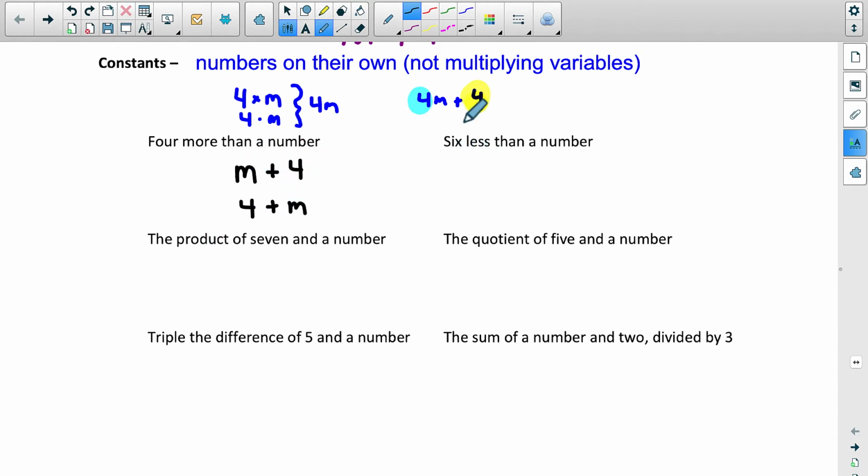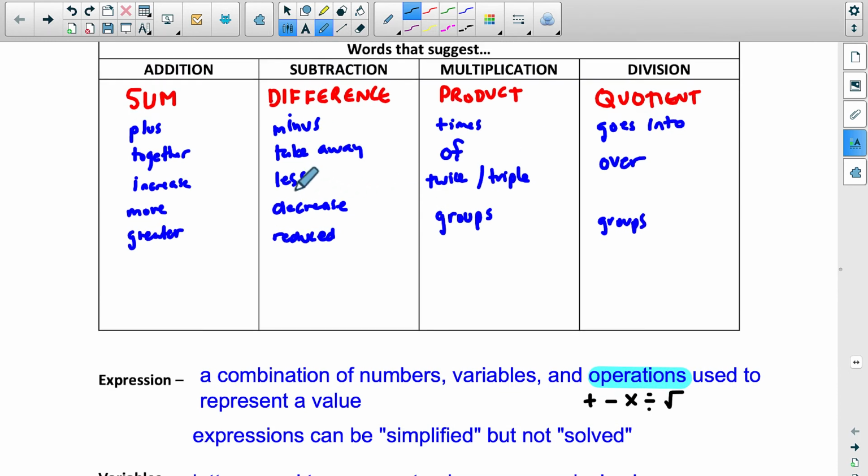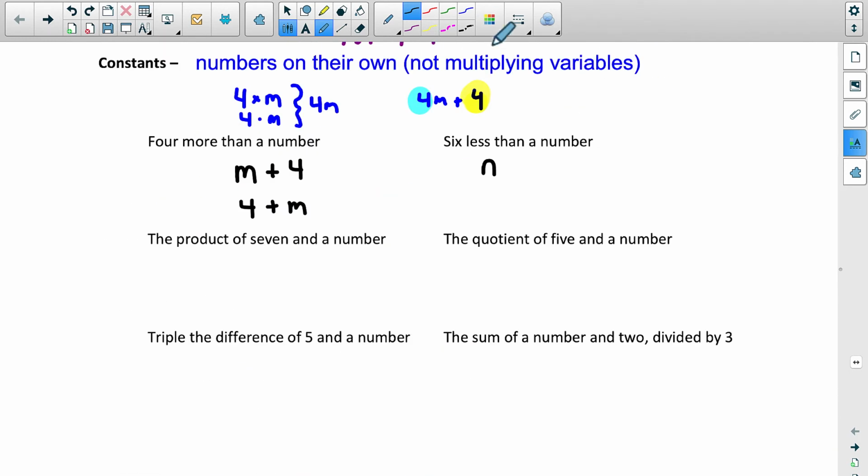This one, you gotta be careful. It's 6 less than a number. We don't know the number. I'll call it n this time. Now, I want to do 6 less than that. So, 6 less. Less sounds like we are subtracting. There's less right there. So, n minus 6.